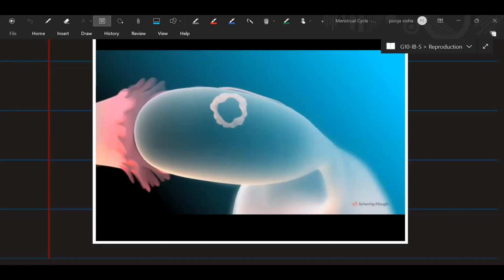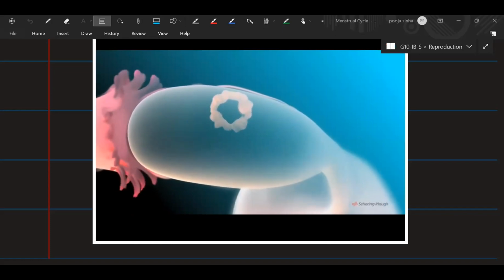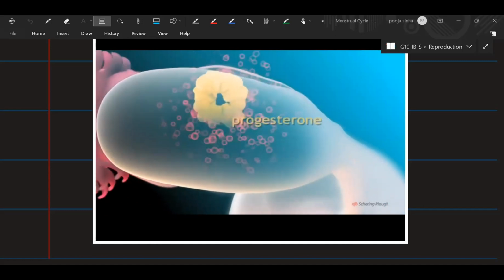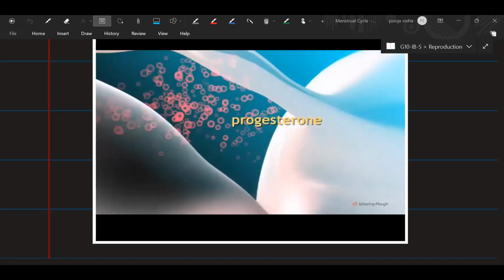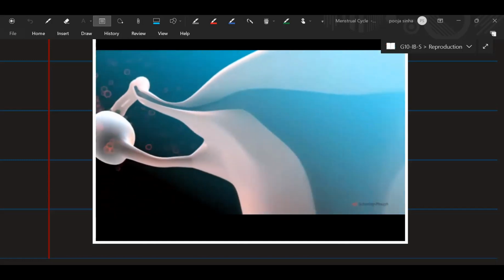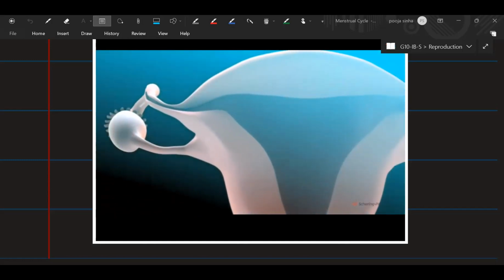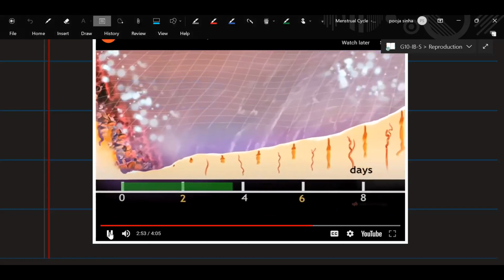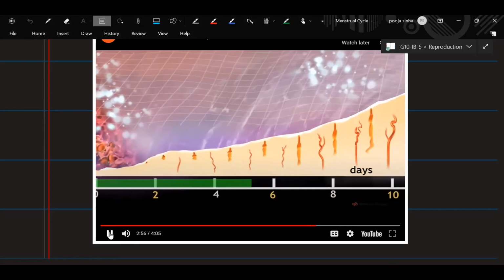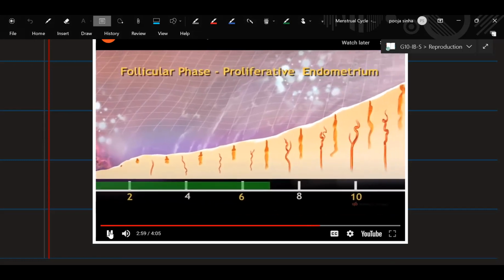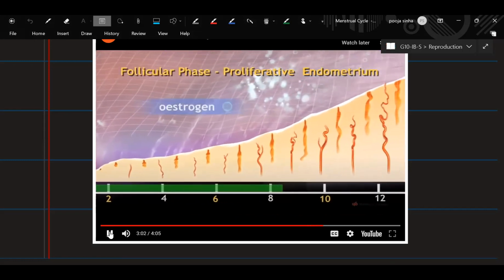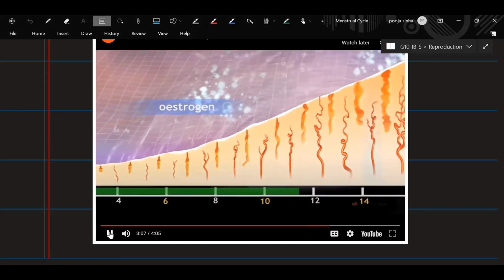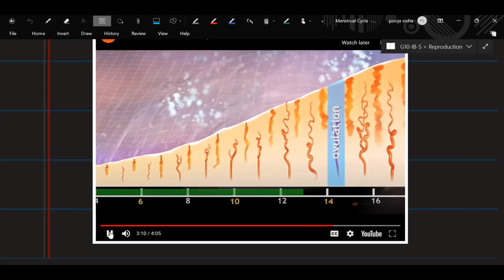Meanwhile, after the follicle ruptures, it is converted into this yellowish body known as the corpus luteum. Cells of the corpus luteum secrete the hormone progesterone, which brings about important changes in the lining of the uterus, preparing it for possible pregnancy. In fact, the lining of the uterus, known as the endometrium, undergoes changes in response to hormone levels during the cycle. In the first half of the cycle, known as the follicular phase, the developing follicle secretes increasing amounts of estrogen hormone, which encourages regeneration of the endometrium.